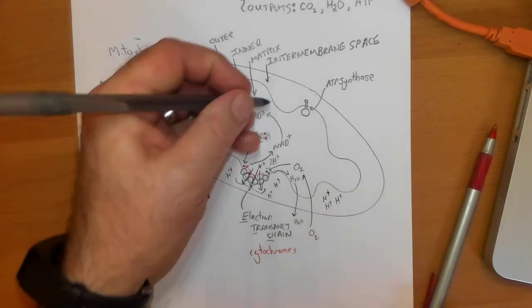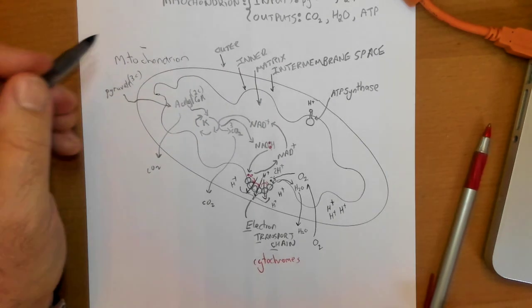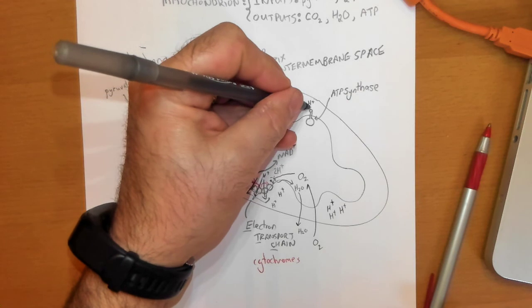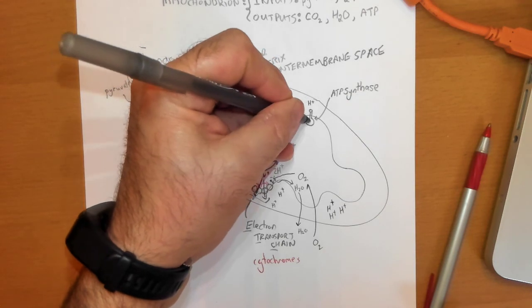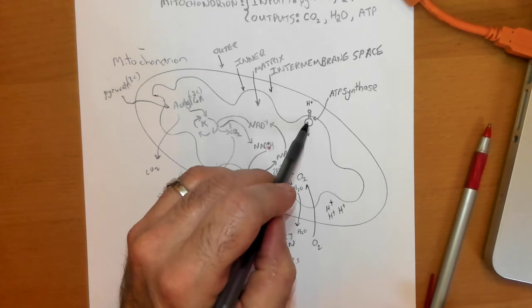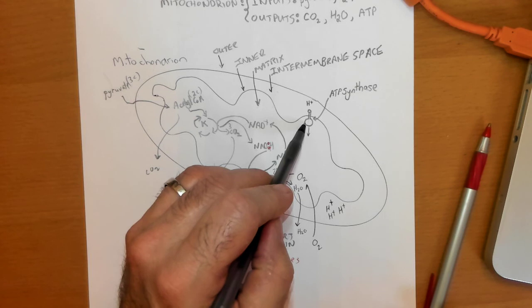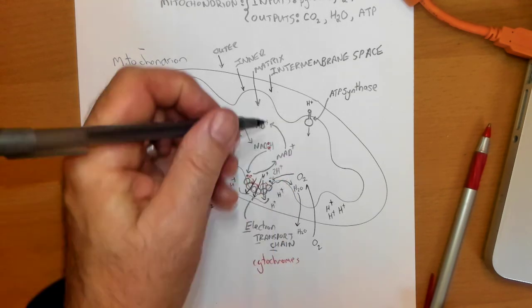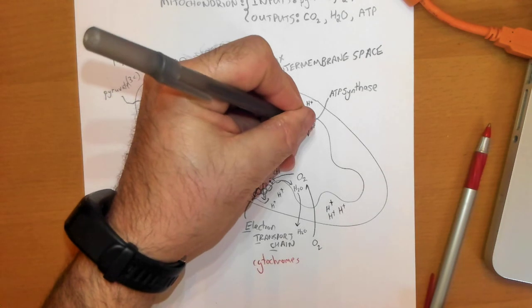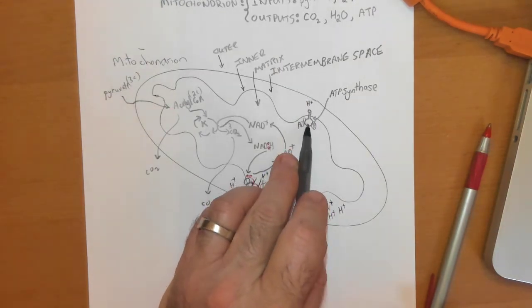ATP synthase is a facilitated diffusion protein. It facilitates the movement of hydrogen ions through it. The port here is just the size for an H+ ion, and in it will go like this. However, it's a gated channel. It does not open until there are two things locked into the pockets here. And those two things are ADP and a phosphate. Until ADP and phosphate are locked in here, no hydrogen ion comes through.